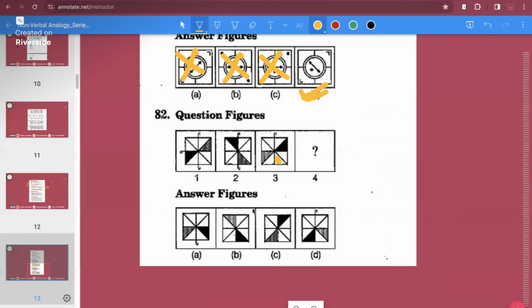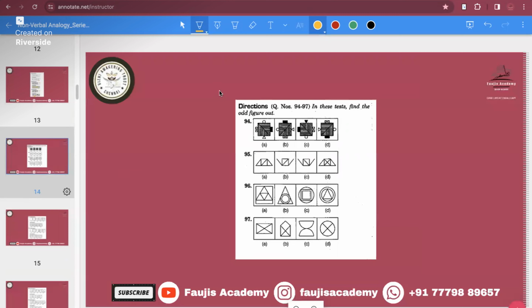Over here, it will be a black one. Only in B option. Let's check for this one also. 1, 2, 1, 2, 1, 2. Okay. B is your answer. Shall we move, guys? Yes, sir.